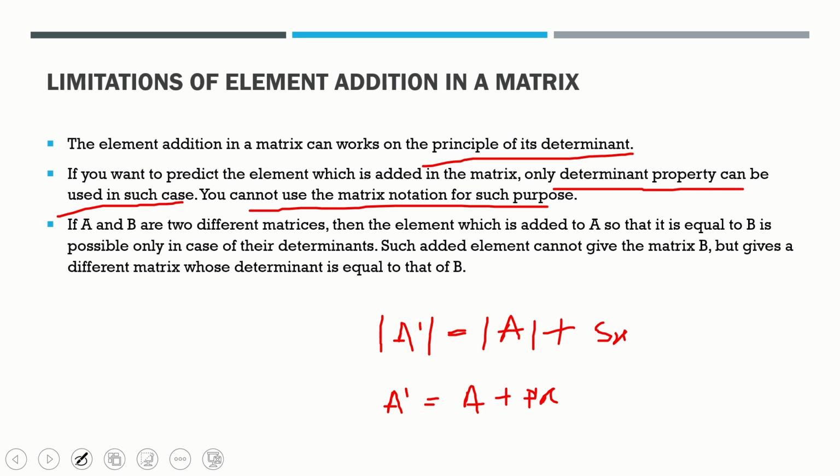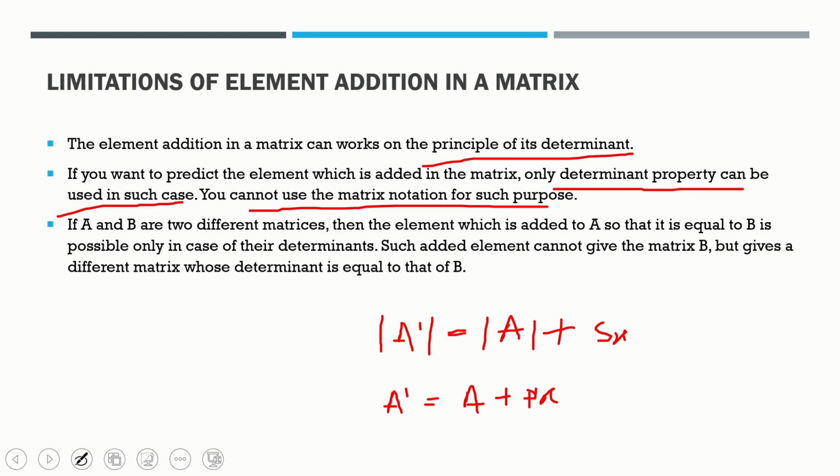I can take any A dash value, I can take any A value, but I cannot predict the x value from the matrix method. I can predict it from the determinant method, and that's it. That is the thing.